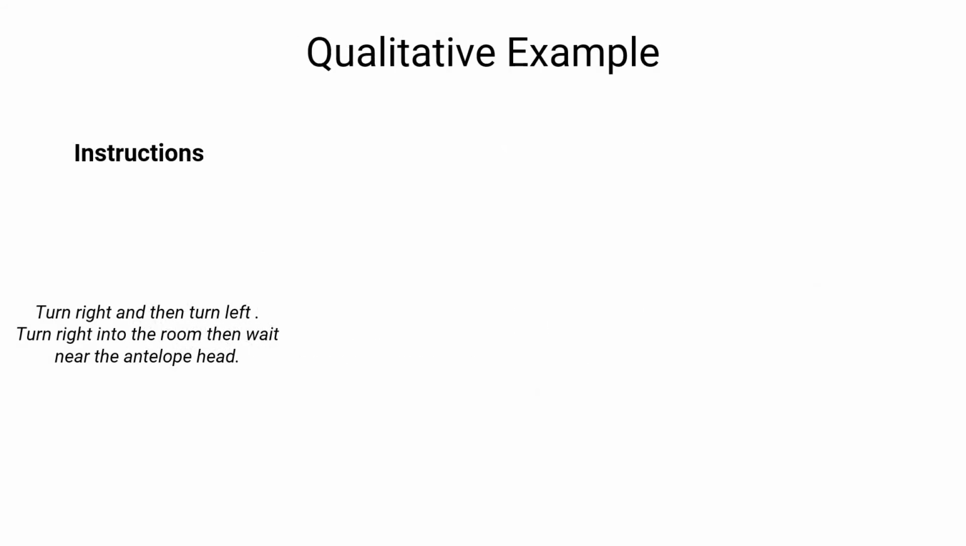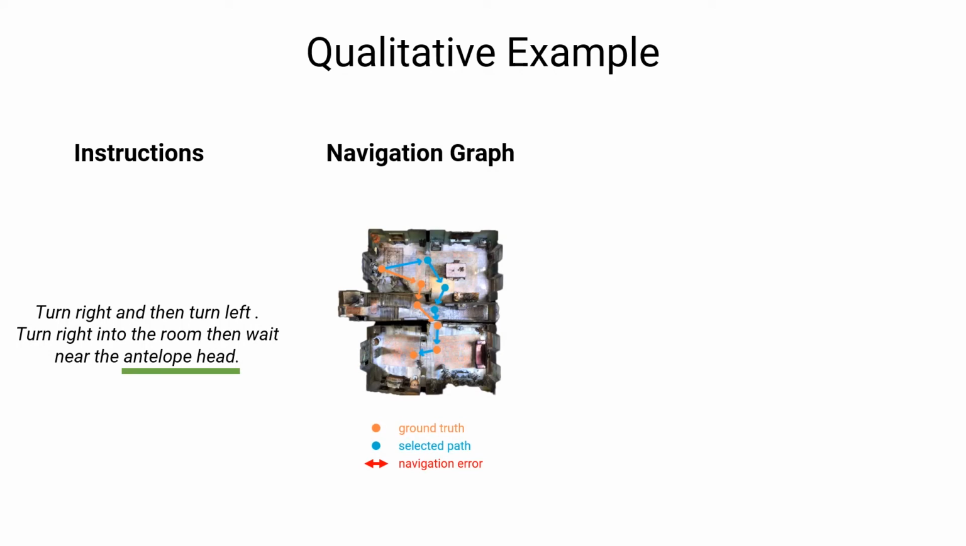This qualitative example provides a feel for VLN-BERT's improved performance. The navigation instructions describe a path that turns right, then left, then right, and eventually ends up near an antelope head. The path selected by VLN-BERT is shown in blue and ends at the same goal location as the ground truth path shown in orange. Thus, there's no navigation error.